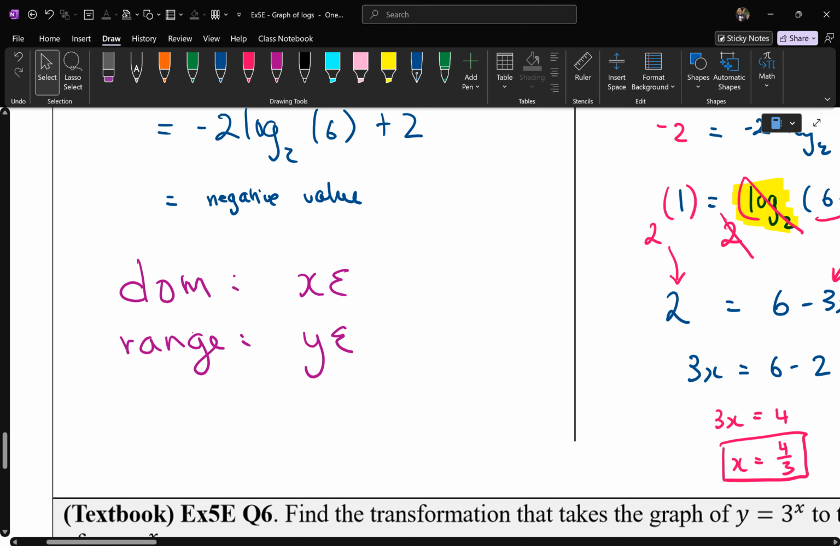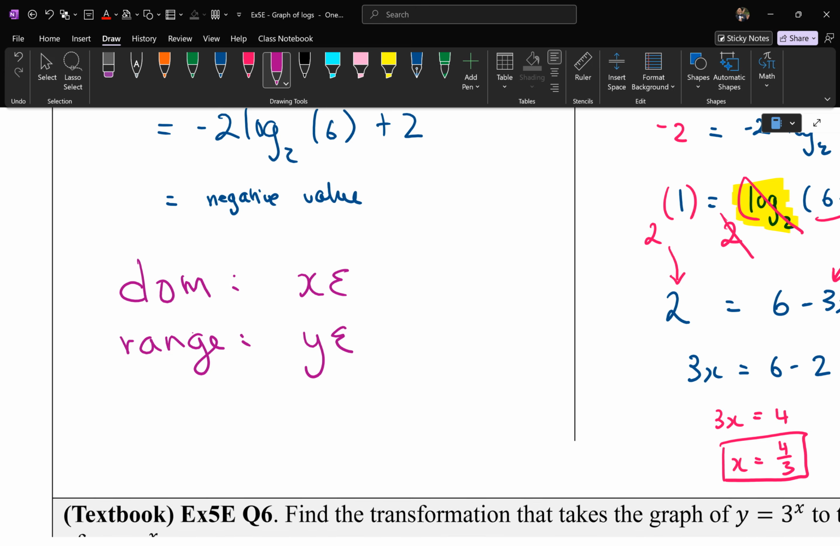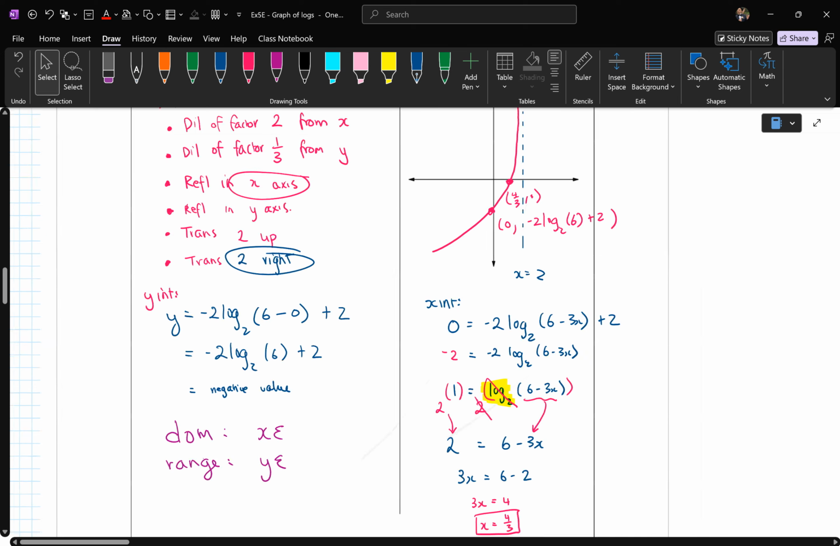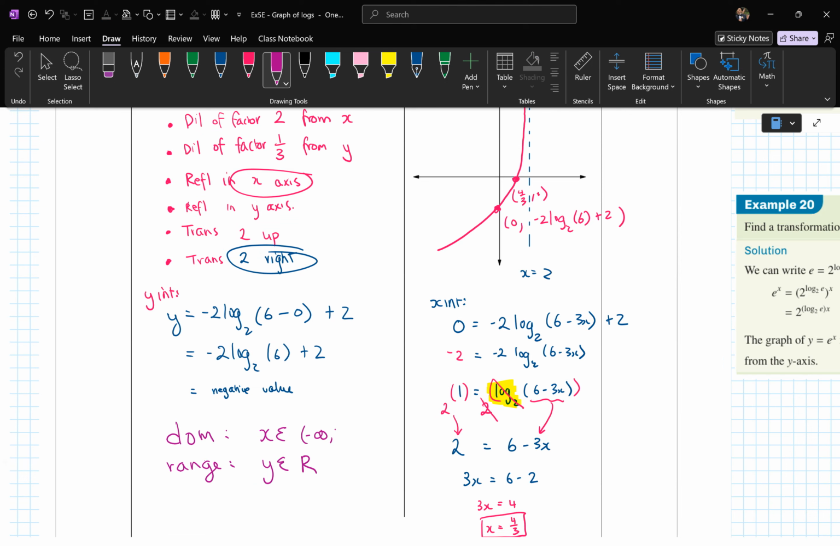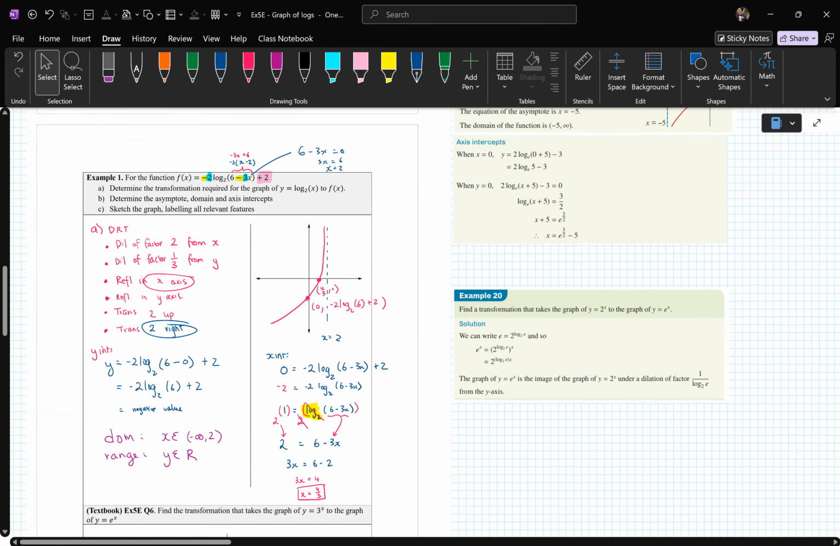Let's finish off the question. From the graph, you can already see the range should be all real values, and the domain should be negative infinity up until 2, not inclusive. So this is an example of what you'll be doing.